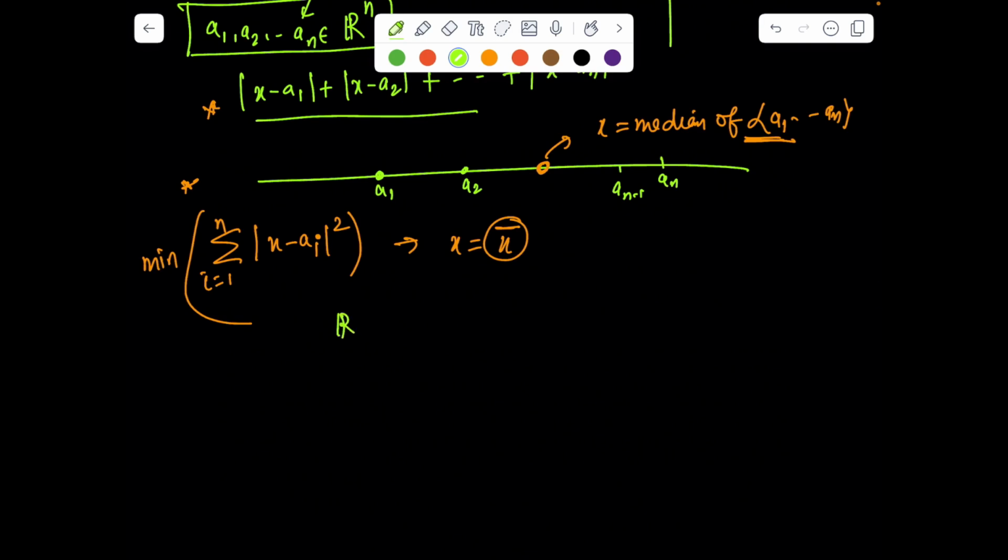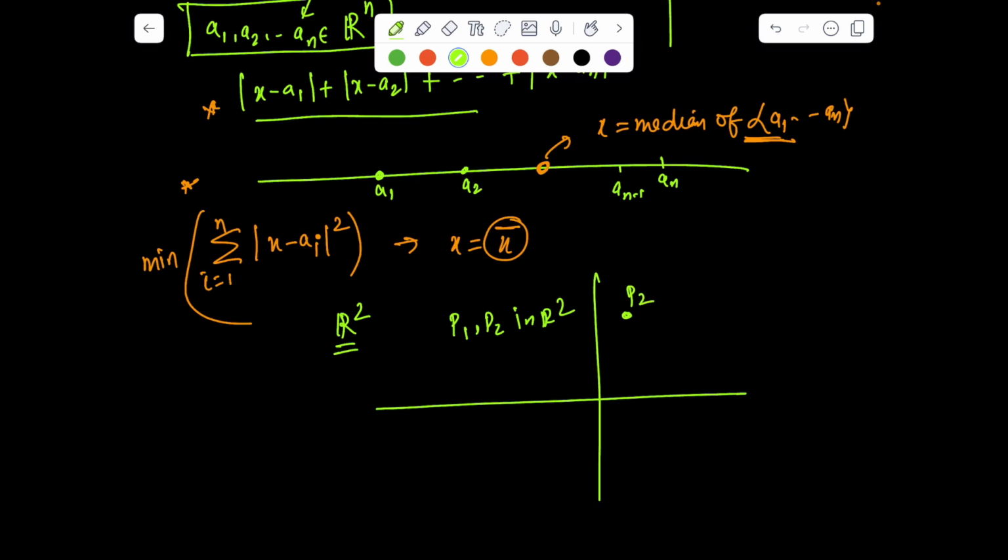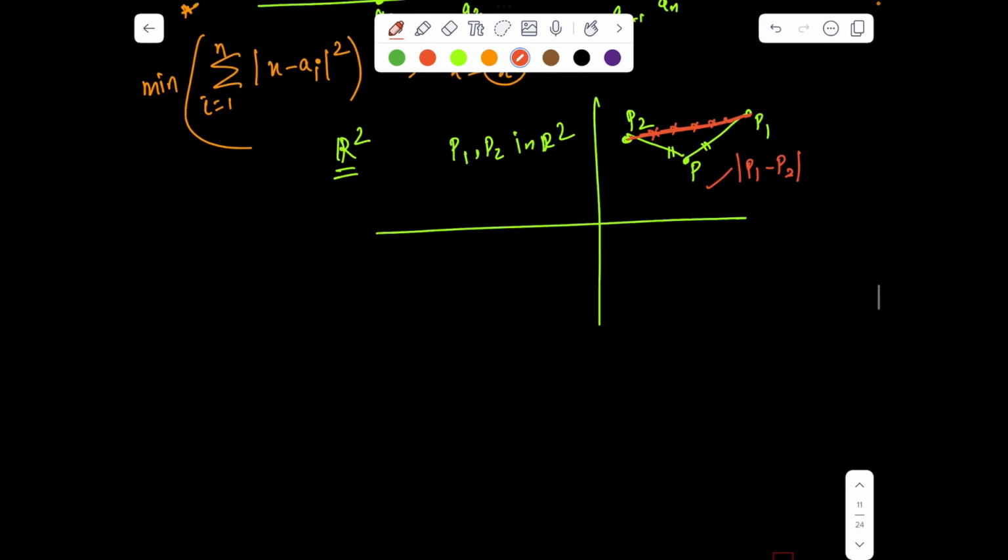Now in the 2D version things become more interesting. So what if I take points, let's say P1, P2 in 2D in R2, and I ask you for 2 points, let's say P1 and P2. I want a third point such that this plus this distance will be minimum. So here it's quite easy and obvious for 2 points. If I'm anywhere along this line, definitely the sum of distances will be fixed and the minimum distance will be P1 minus P2. So that is obvious.